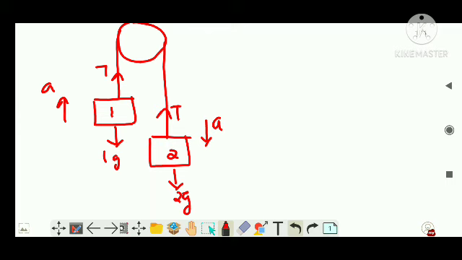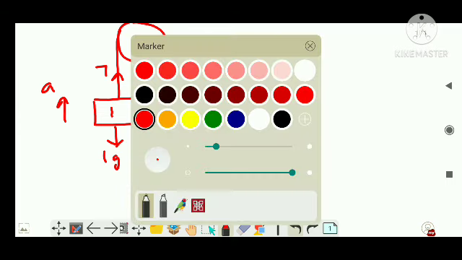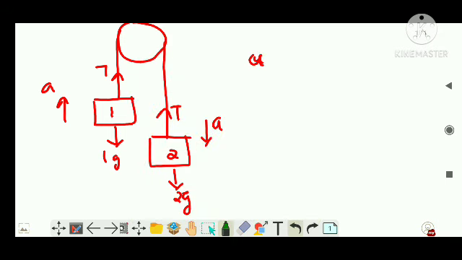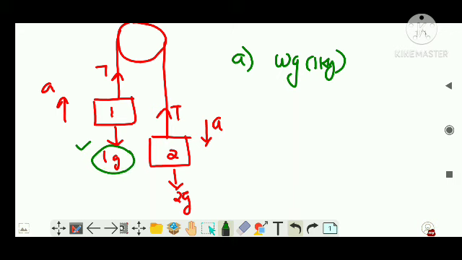I will tell you each force we are finding. First, let's stop using red color. Let's say the first one we are going to find is the work done by gravity on the 1 kilogram mass. Let's talk about the 1 kilogram. How much is the work done by gravity on the 1 kilogram? How much? Force. What is the force here? 1, right?